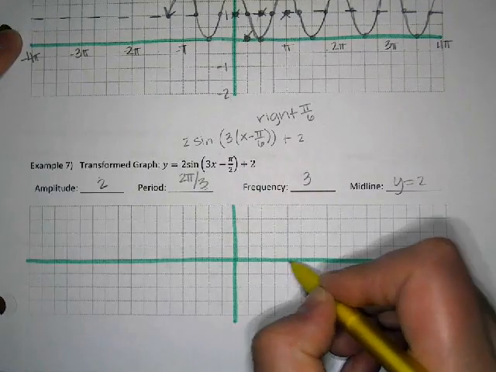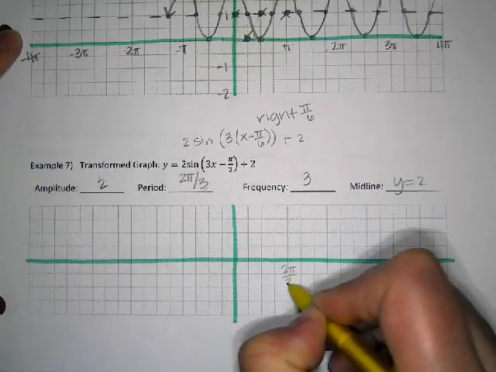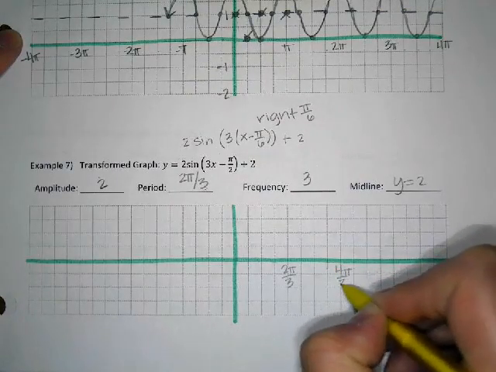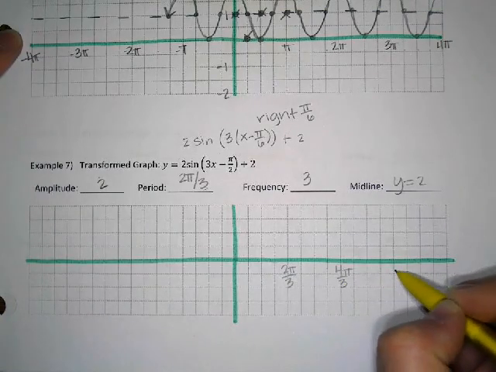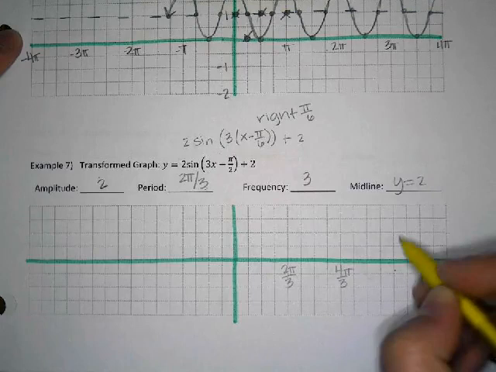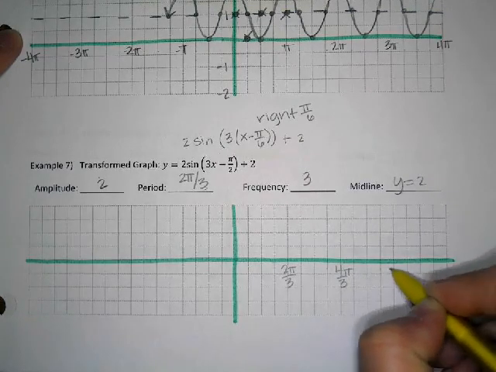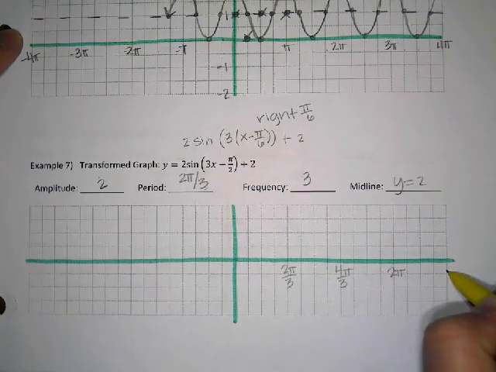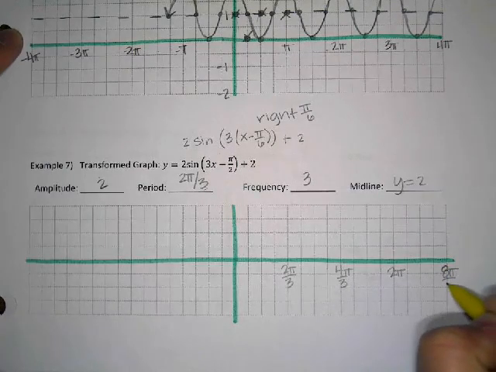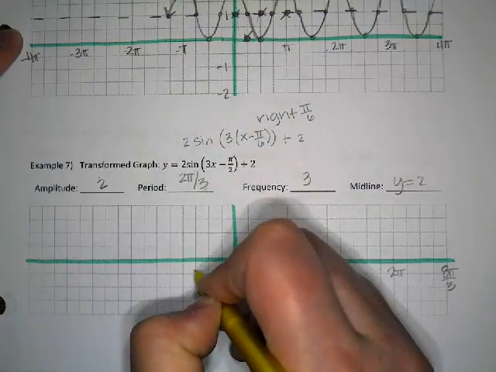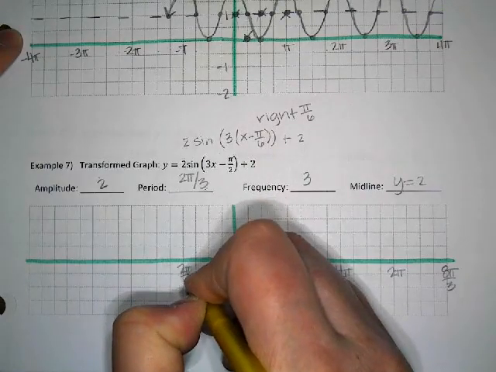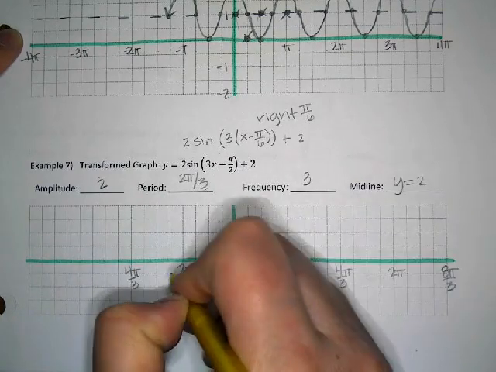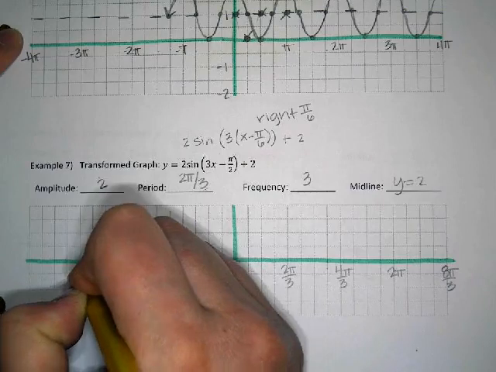1, 2, 3, 4 is another 2, so that makes 4 pi thirds. 1, 2, 3, 4 is another 2, which is 6 pi thirds. 6 thirds is 2 pi. Another 2 would be 8 pi thirds. Okay. 1, 2, 3, 4 is 2 pi thirds. 4 pi thirds. 6 pi thirds. 8 pi thirds.